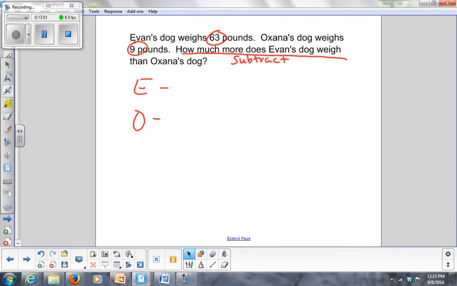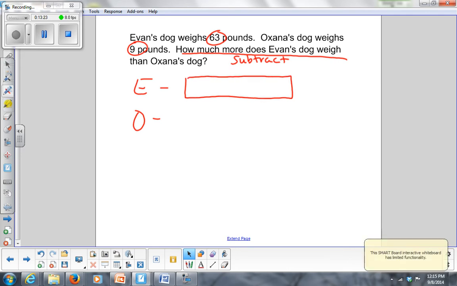The model is a rectangle. Okay, and how much does Evan's dog weigh? 63 pounds. Probably pretty big, right? For 63 pounds, so I can draw a pretty big bar? Yes? I'm looking at you two because you were doing something. Looking over this way.